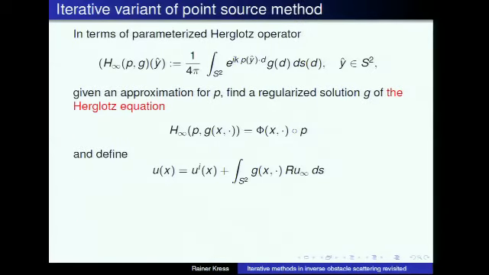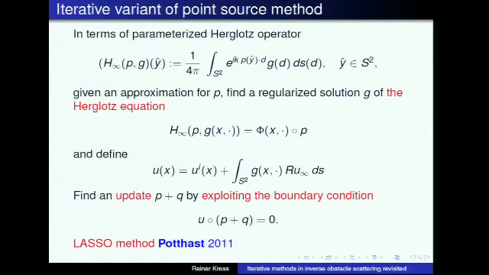And one can do the same thing with the point source method, namely, you assume you have a current approximation. So we do this method iteratively in a way. You solve the Herglotz equation, and you get your approximation for the total field, and you find an update by exploiting the boundary condition. And this, in essence, is a method that had been suggested by Potthast more recently under the fancy name of a lasso method.